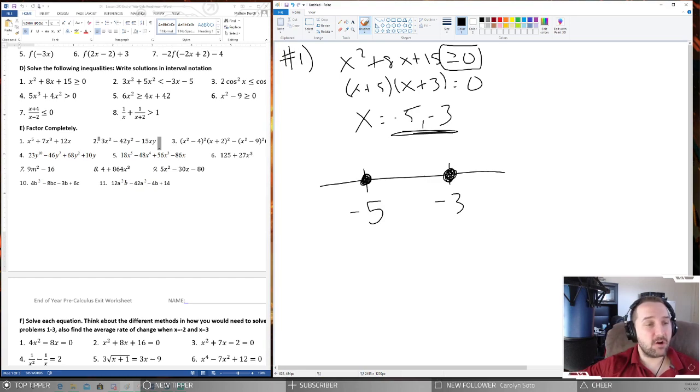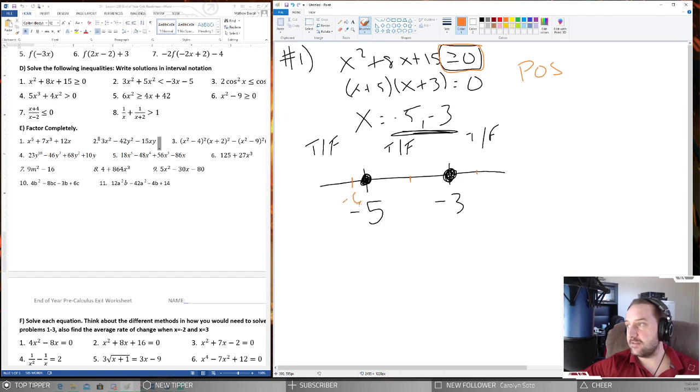And now I just need to know, is it going to be true or false in each region? True or false, true or false, true or false. Now another way of thinking of true or false is this value here. It says values greater than 0. Values greater than 0 are positive values. So where is my graph positive? Or where is it above the x-axis, basically? And so I can plug in values in between here to figure that out.